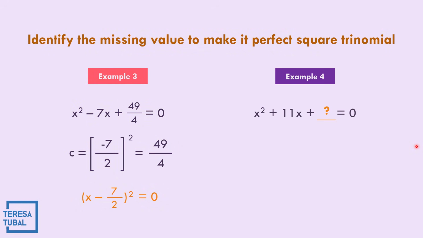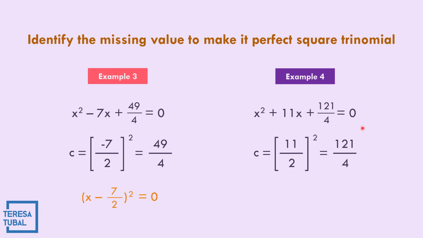How about number 4? In the given x squared plus 11x plus the blank is equal to 0. The value for b is equal to 11. So that becomes 11 divided by 2 and then square. 11 divided by 2 cannot be exactly divided, so let us multiply. 11 times 11 is 121. 2 times 2, the answer is equal to 4. So the unknown value is equal to 121 over 4.